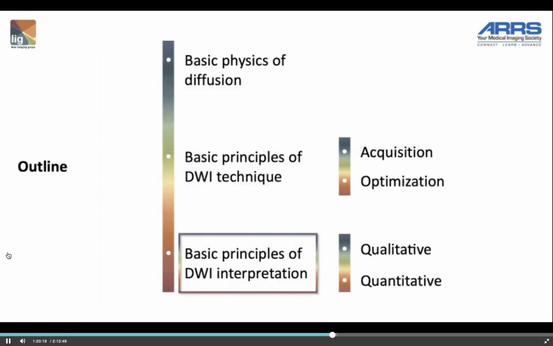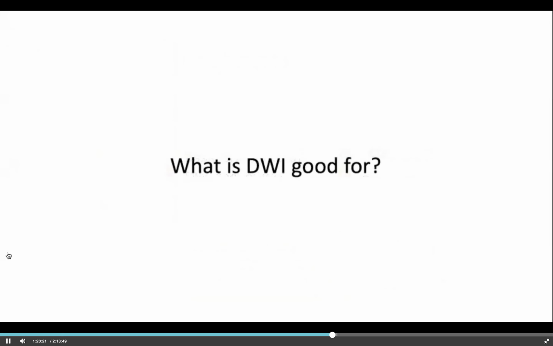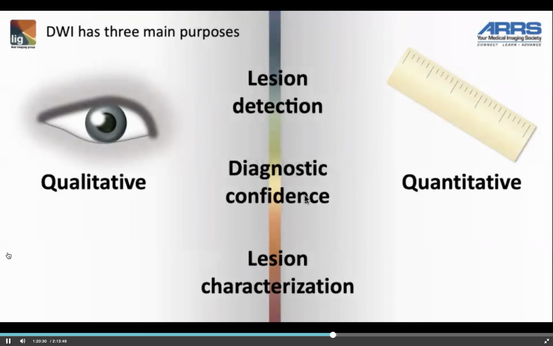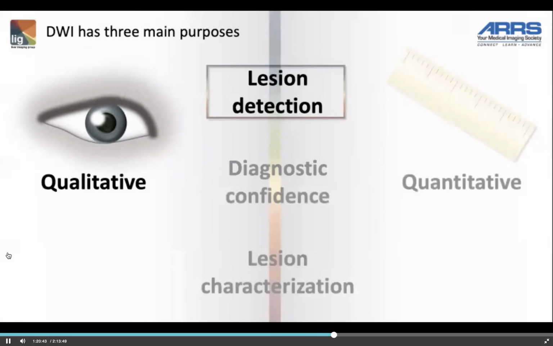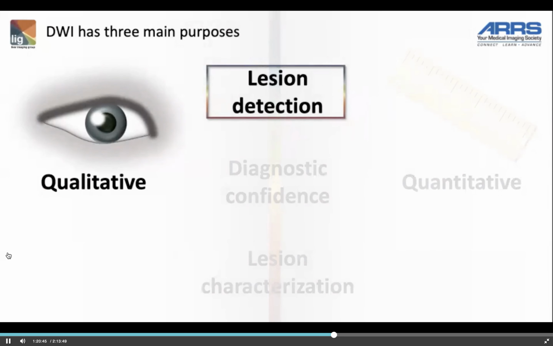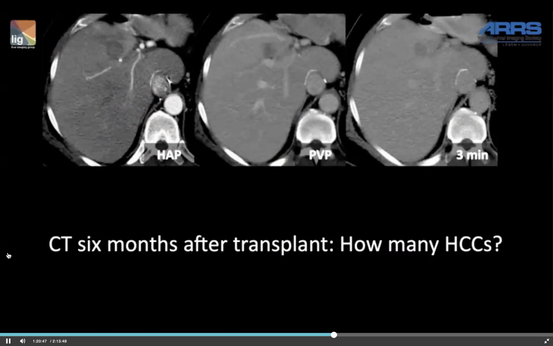Let's move on now quickly to basic principles of DWI interpretation. I will probably not be able to finish this entire last section, so I'll go for another 4 minutes or so, and then we'll stop. So DWI has 3 main purposes: lesion detection, increasing diagnostic confidence, and lesion characterization. And DWI can be applied qualitatively or quantitatively. Let's focus on qualitative lesion detection.